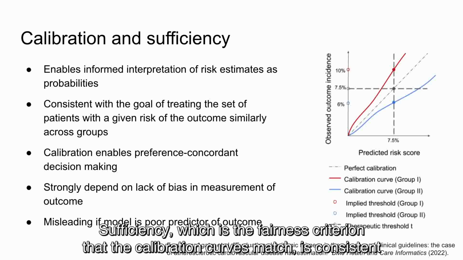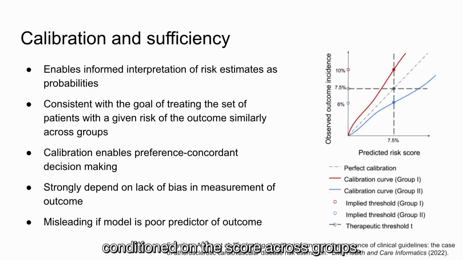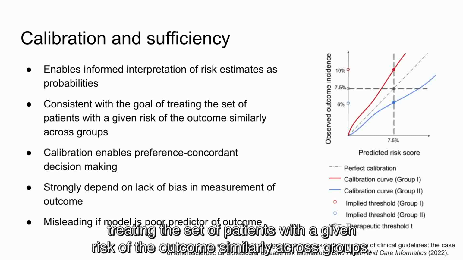Sufficiency, which is the fairness criterion that the calibration curves match, is consistent with ensuring that the risk score reflects the same conditional probability of the outcome conditioned on the score across groups. When the model predicts the outcome well for each group, this condition is consistent with treating the set of patients with a given risk of the outcome similarly across groups.